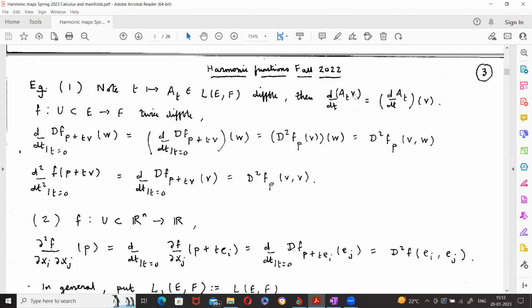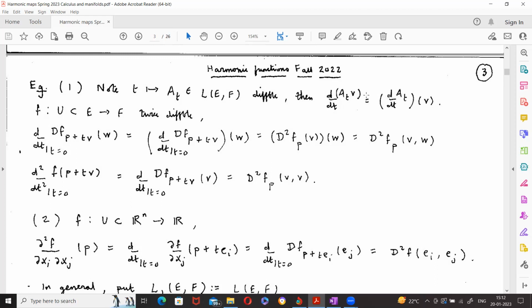Now suppose that f is a twice differentiable map from E to F. Suppose you're given a differentiable curve in L(E,F), t goes to A_t. Then d/dt of A_t V is equal to d/dt of A_t applied to V. This is true for any curve A_t in the space L(E,F). This is just a simple fact you can prove.